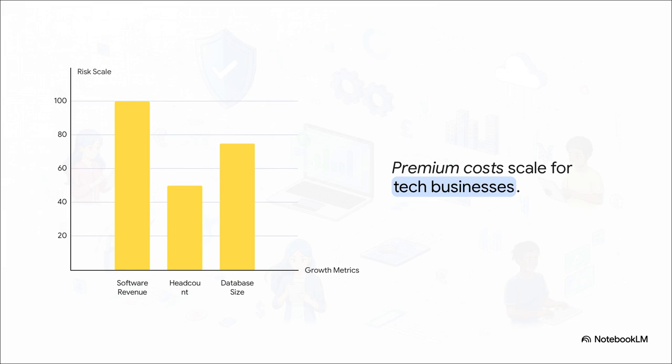As your software revenue climbs, as you hire more devs, and especially as those database records expand, your risk exposure scales in tandem. A data breach affecting 1,000 users has a wildly different financial impact than one affecting 1,000,000, and insurers calculate your premiums based exactly on those scaling metrics.